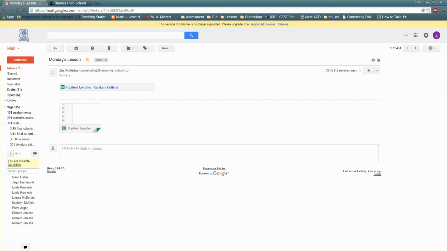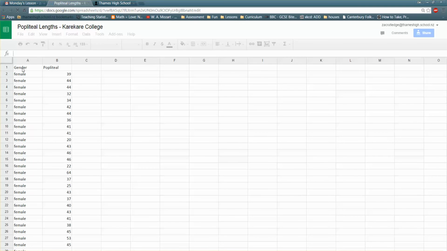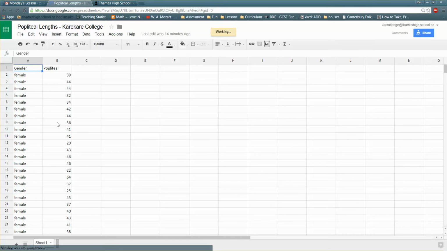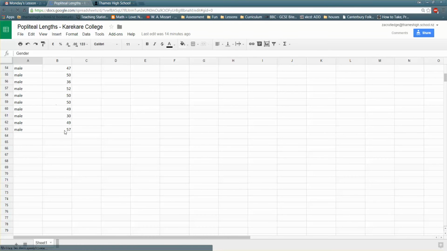Okay, so the first thing you're going to do is hopefully you've got your email open already, and you're going to open up that spreadsheet popliteal lengths. And you're going to copy the data from it. So if you click on the first box and then scroll down, and then shift click will highlight the data, and then control C to copy that.